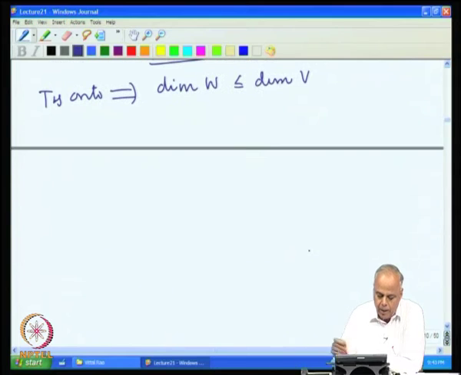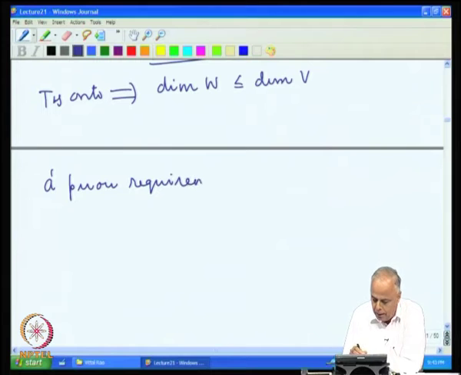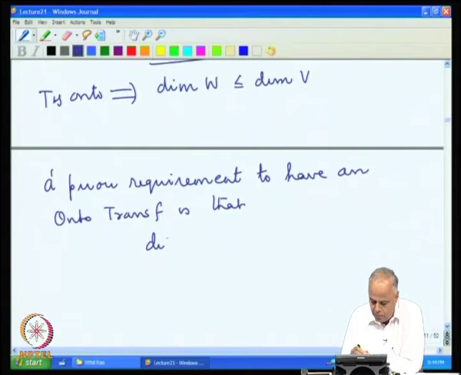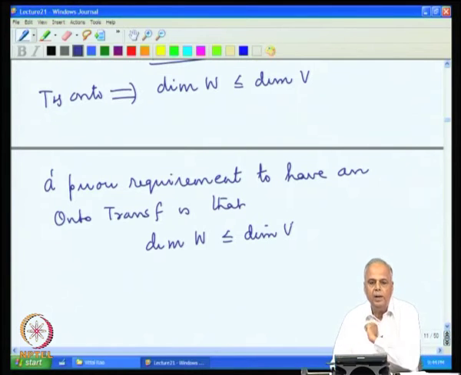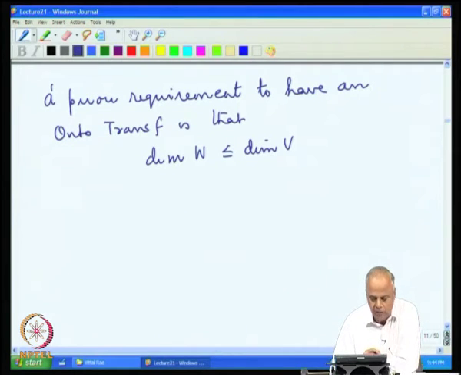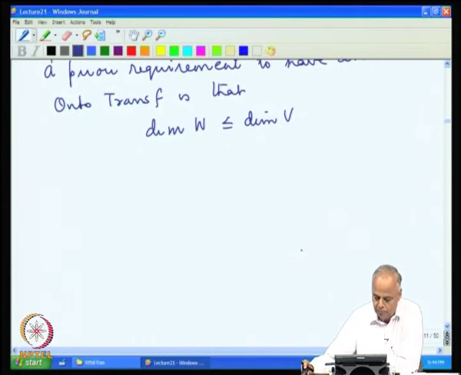So, an a priori requirement to have an onto transformation is that the dimension of W is less than or equal to the dimension of V. Recall that we found that an a priori requirement to have a 1-1 transformation was the other way around, the dimension of V was less than or equal to the dimension of W. So, unless the dimension of W is less than or equal to the dimension of V, we cannot expect to have an onto linear transformation from V to W, right.